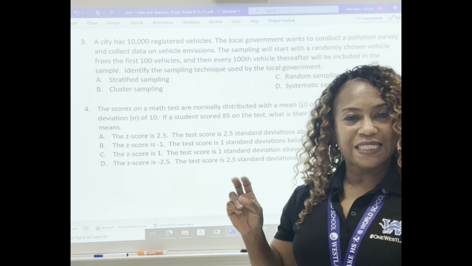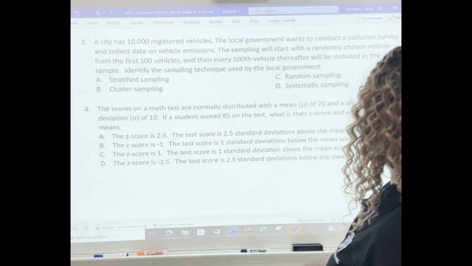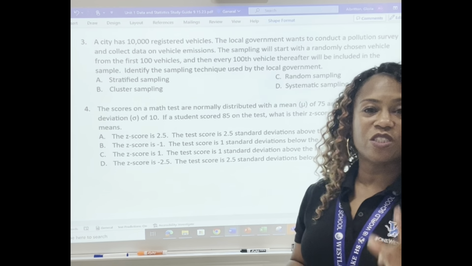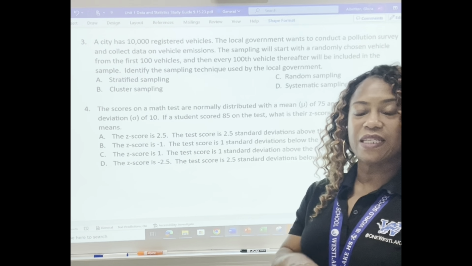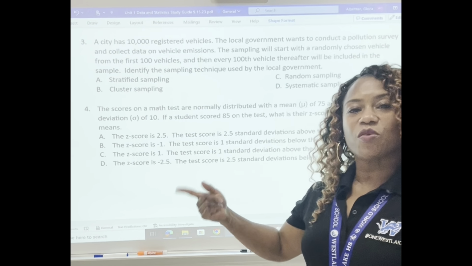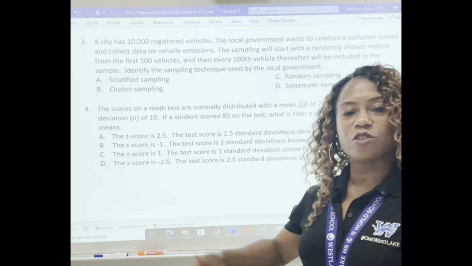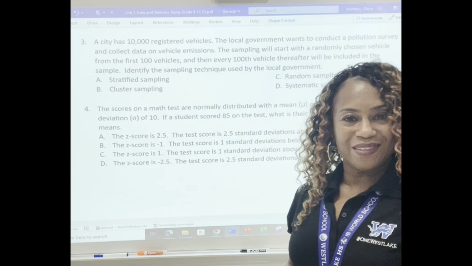So you've got a system in place. And this one sounds like it's systematic because we start with the first 100, and then they take the 200th, 300th, 400th, 500th. So every 100th vehicle is taken.